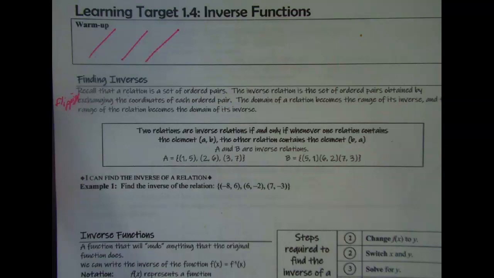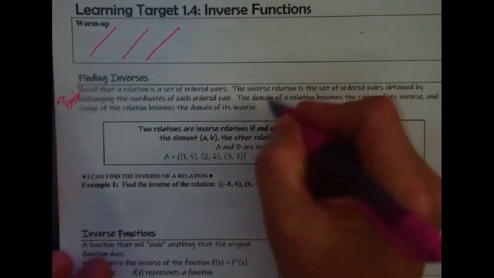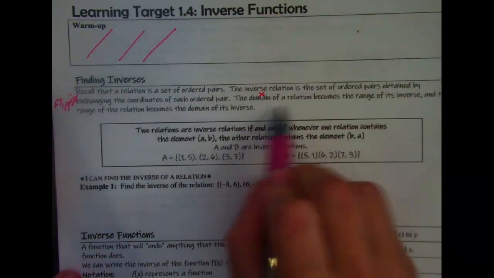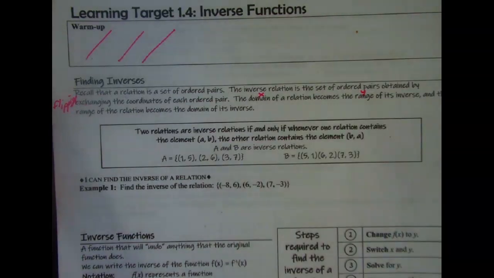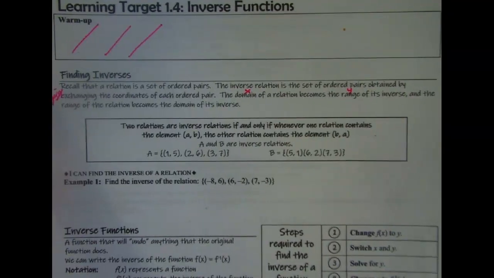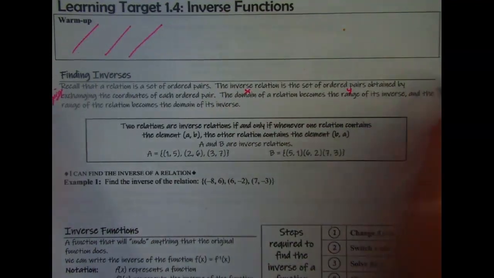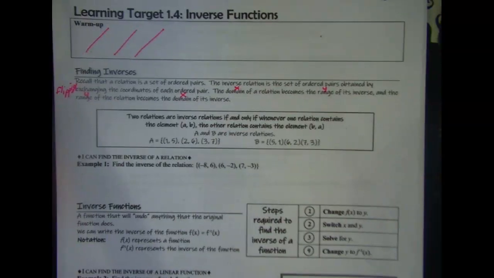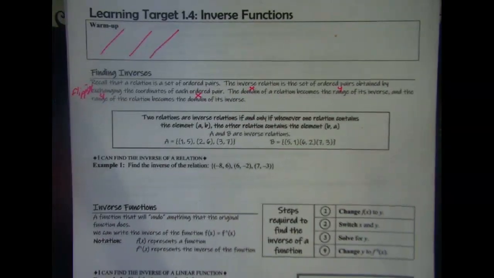So the domain of the relation, remember domain used to be the x, becomes the range. So the x of the relation becomes the y. That's because we're going to flip coordinates. And the range of the relation, the y's, then become the x's. So pretty straightforward when we have ordered pairs. All we're doing is flipping the x and the y. It's that simple.